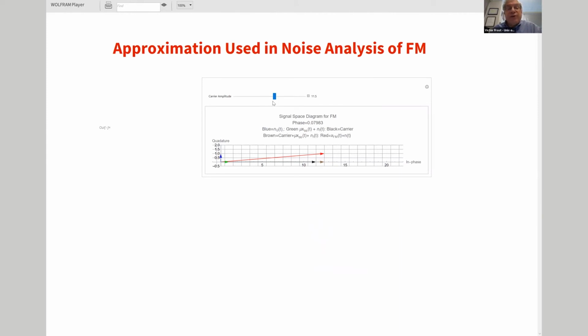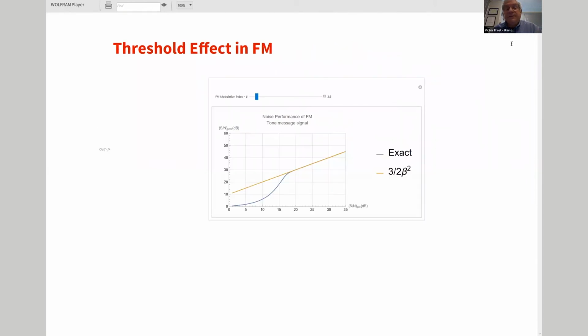One of the things we also do is show approximations. So this shows a large signal approximation that we need to use for analyzing noise in FM systems. So it's saying, here's the in phase and here's the quadrature, and how we can make that approximation. This is showing the students the exact solution versus the approximate solution when you're dealing with the noise performance of FM.